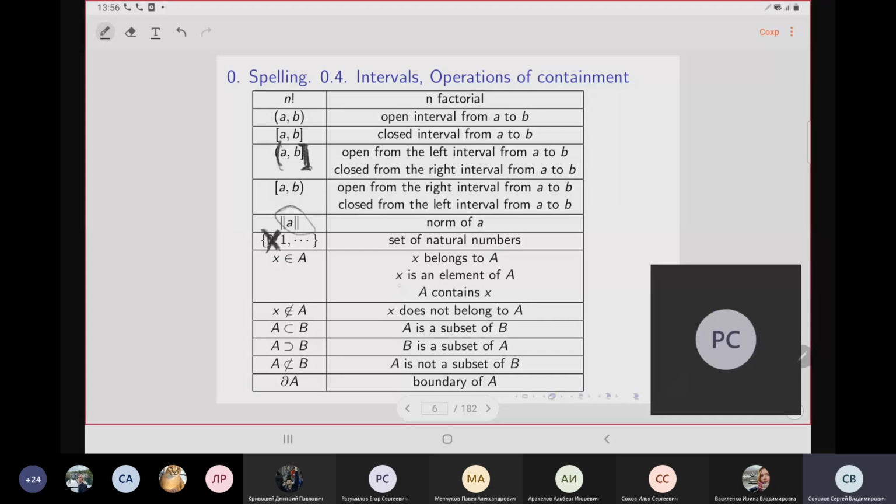Okay, next one. X belongs to A. X is an element of A, or A contains X. So if X does not belong to A, we denote it as this sign. If A and B are some sets, then we have some other operations of containment, like A is a subset of B, or B is a subset of A, or A is not a subset of B, and so on. This notation is used for the boundary of A.